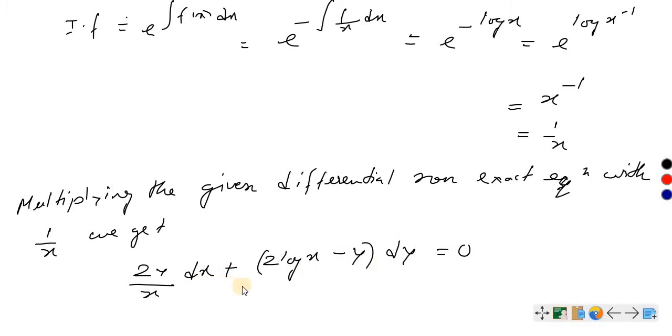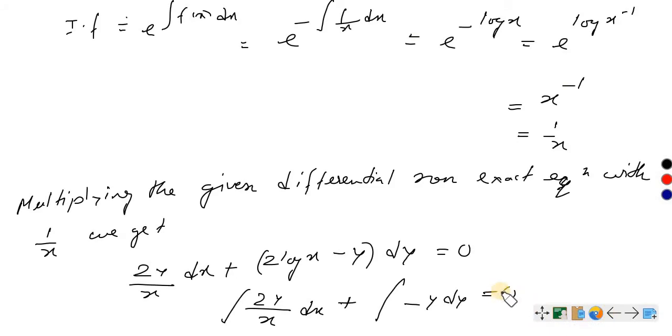Now this is an exact differential equation. To get the solution of this equation, I will go according to the rule of exact differential equation. So this is M and this is N. I will simply take this M and take y as the constant here. So integration of 2y by x dx plus integration of N. In the second part, if you remember, we take only the term containing y, not the term containing x. So this term will not be there. So it will be minus y dy, and this is equal to 0.